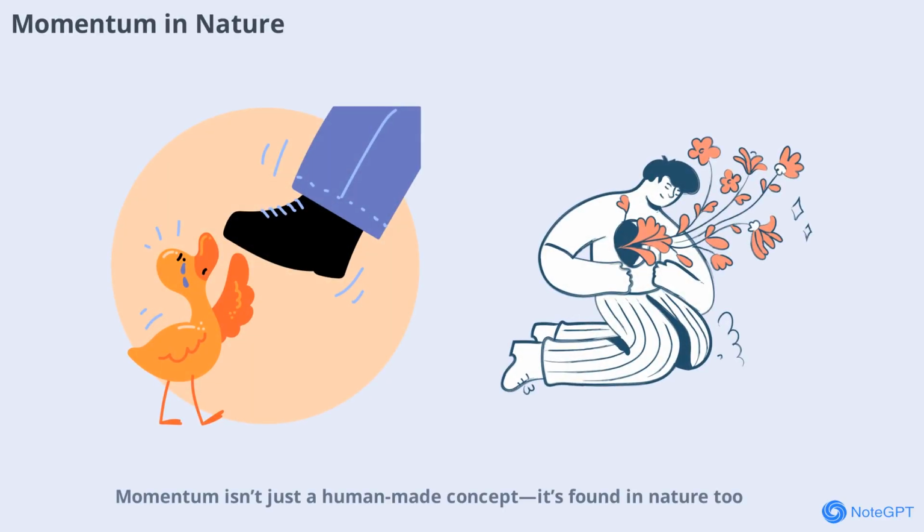Momentum isn't just a human-made concept, it's found in nature too. Animals use momentum to leap, run, and hunt. For example, a cheetah builds up momentum to chase down prey, while birds use momentum to glide through the air. Nature's creatures are experts at using momentum to survive and thrive.